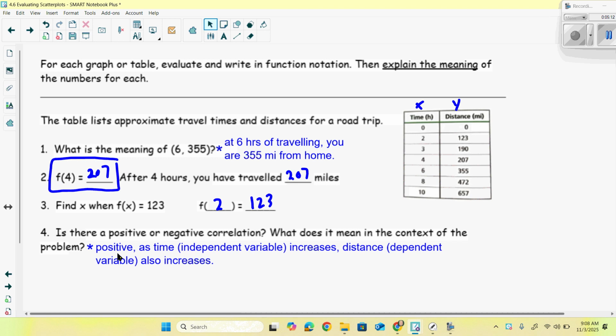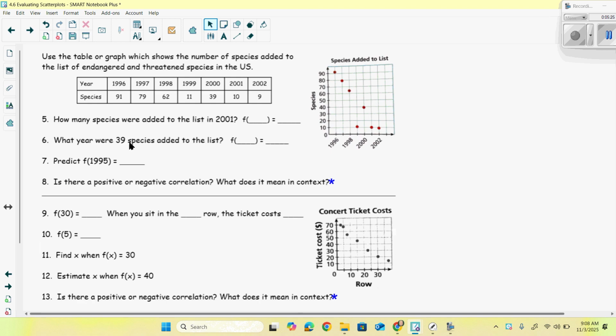It has a positive correlation, and as time increases, the distance also increases. That's what a positive correlation would imply in the context of the problem. Continuing with two more problems, and then you'll have some homework.